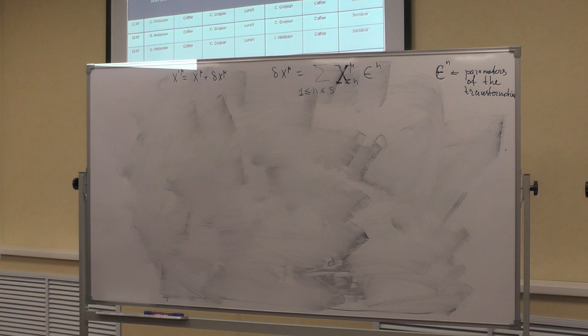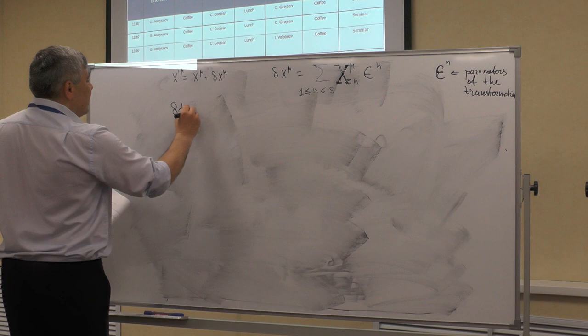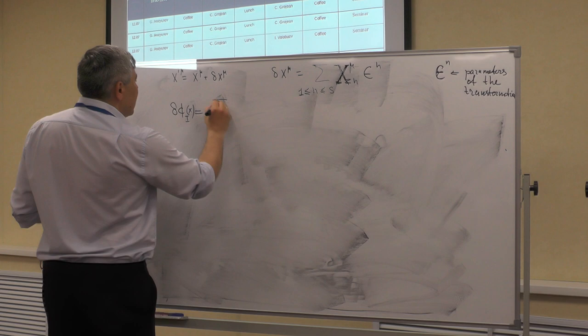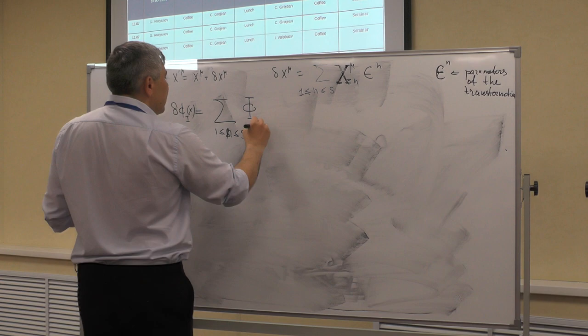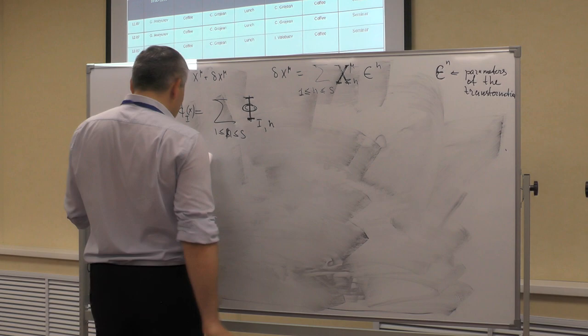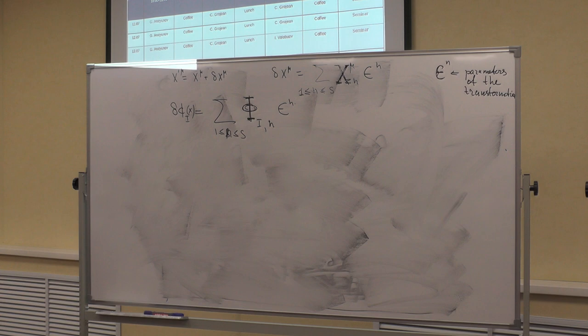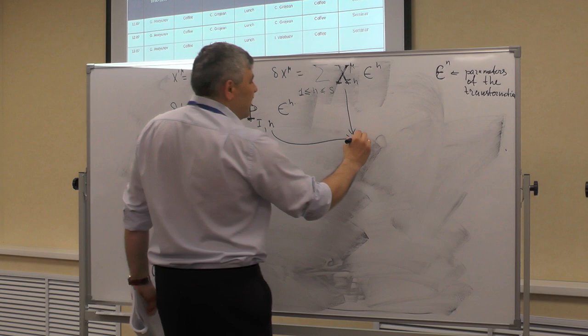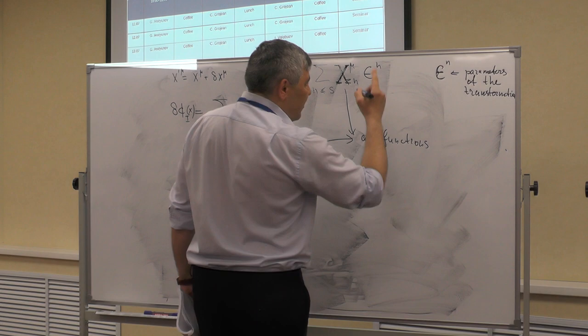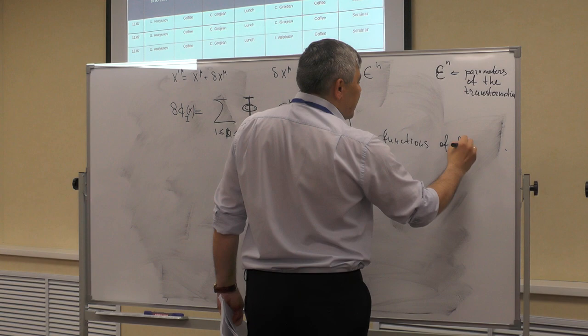And analogously also for the fields, delta phi I of x. We assume that this variation is also parameterized by these parameters epsilon n, with coefficients Phi capital, not little one, depending also on two indices I and n. So in general, these objects X mu n and Phi I n are definite functions which specify the transformations we are discussing. These are definite functions of fields and coordinates.